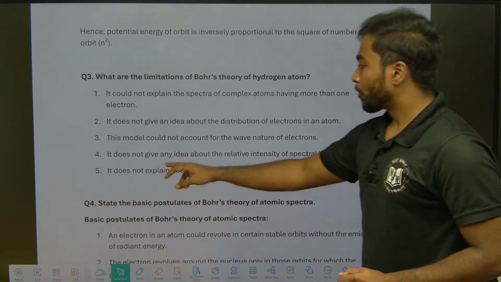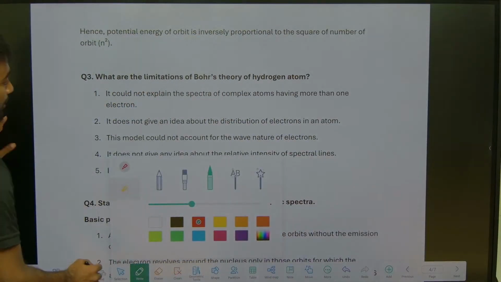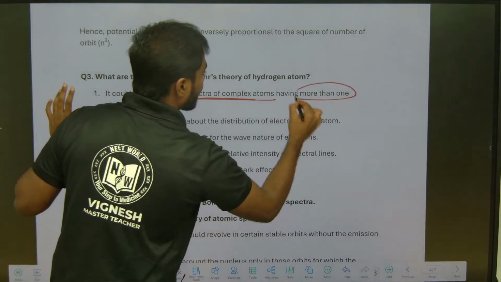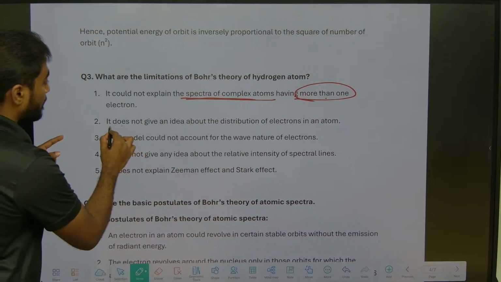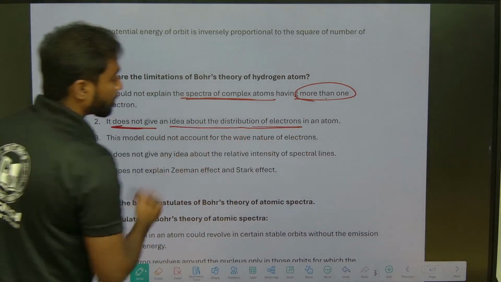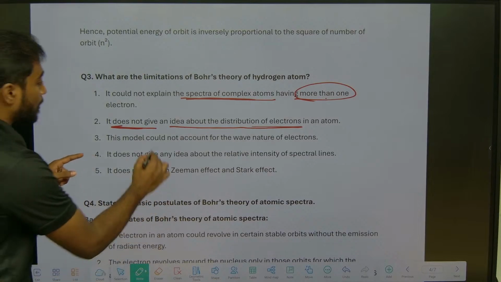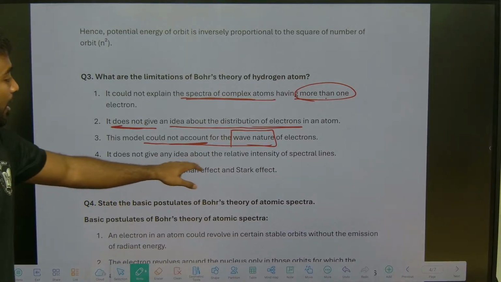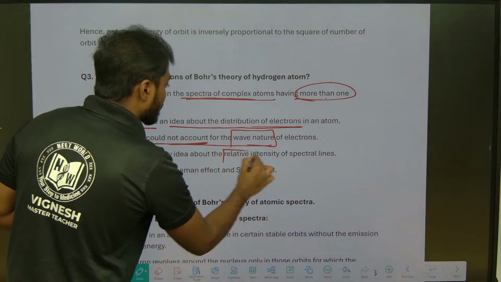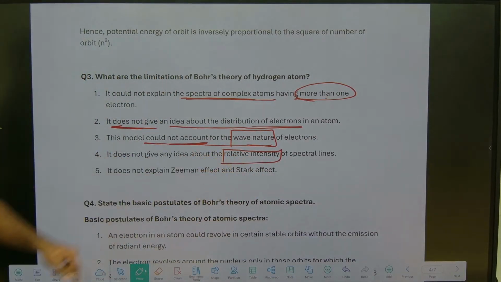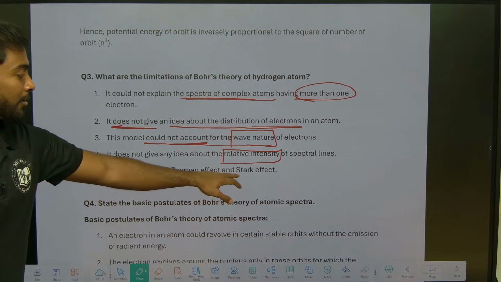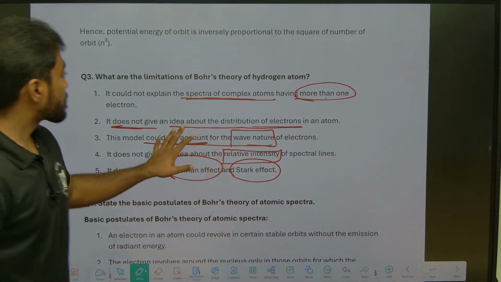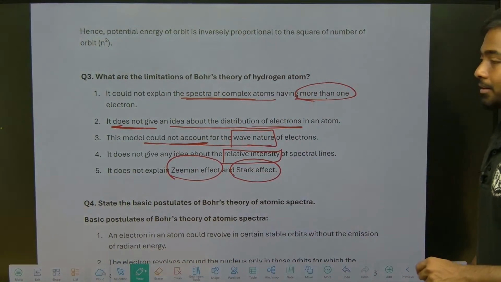I will mark the points here so that it will be easy to understand. So spectra of complex atoms with more than one electron, and it does not give an idea about the distribution of electrons in an atom. And third point, it could not account for wave nature, and it does not give any idea about the relative intensity. So there is no idea of relative intensity. And fifth point, it does not explain Zeeman effect and Stark effect. So Zeeman effect is not there and Stark effect also is not there. They have not explained. So these are the limitations of Bohr's hydrogen atom.